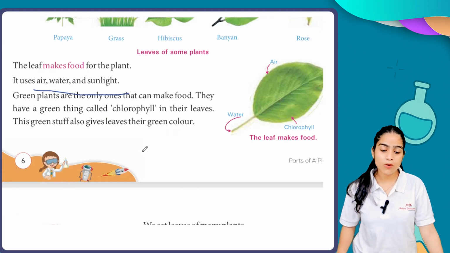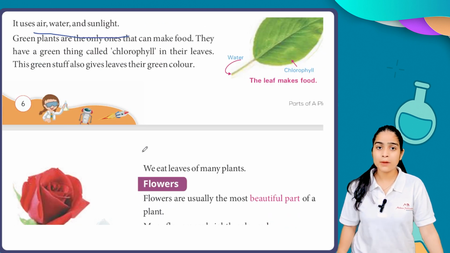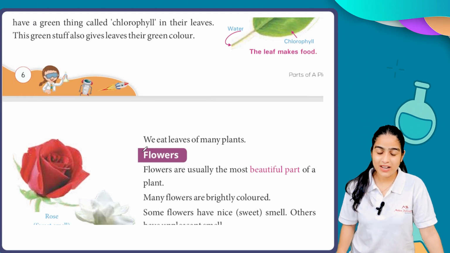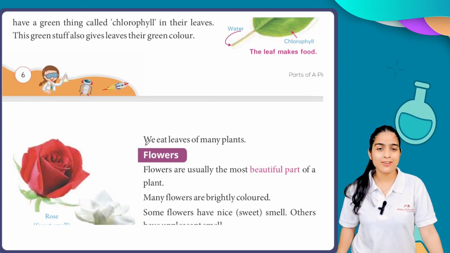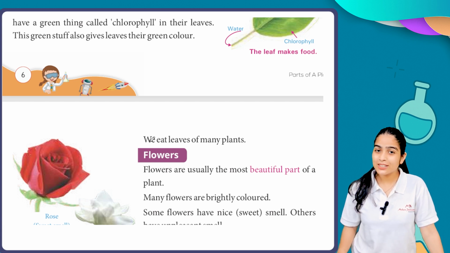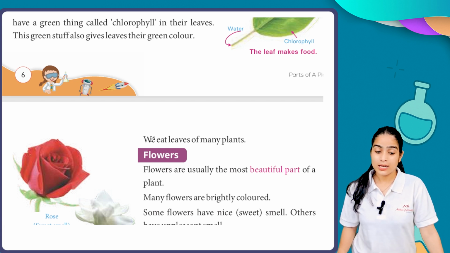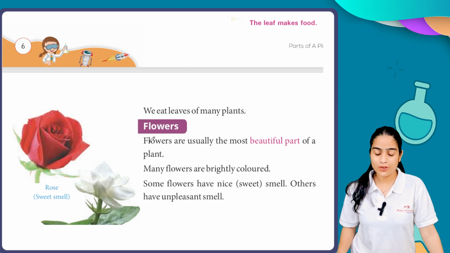Next we are moving forward to the next part of our plant, that is your flowers. So you all like flowers, right? Red roses, sunflowers, lily, jasmines. So these are your favorite flowers. So now we are discussing your flowers. Flowers are usually the most beautiful part of a plant. Yes, we can say that because these are the most beautiful part, and all people are amazed and like the plants very much. Many flowers are brightly colored.